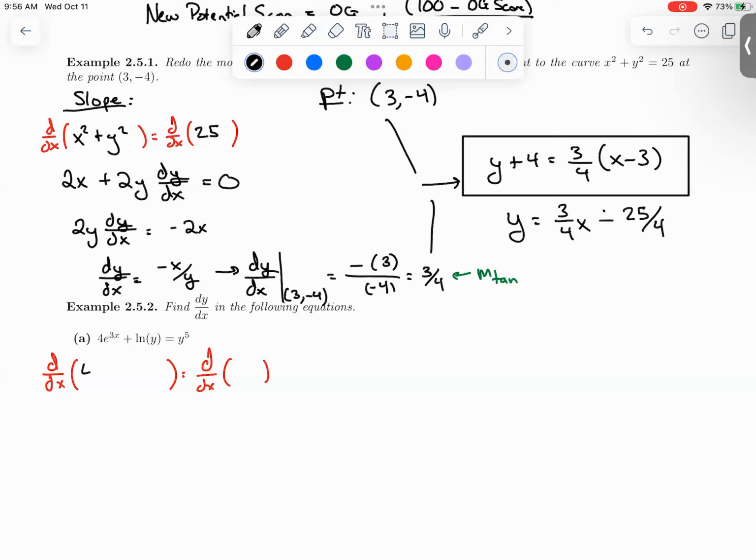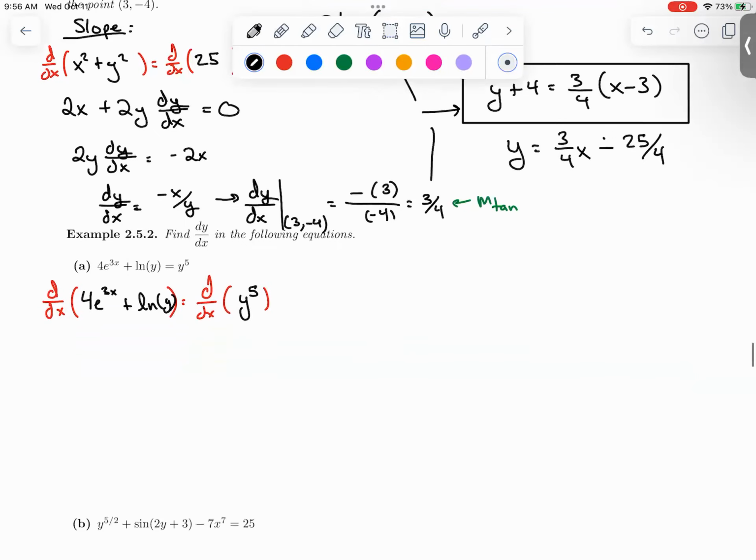So 4e to the 3x plus natural log of y, and the derivative of y to the 5th. The first term is purely in terms of x, so it's going to be taking the derivative like normal. e to the 3x, that's a chain rule. It's a quick chain rule, but it is a chain rule because the outer function is e and the inner function is 3x. So what we end up with is 4e to the 3x times 3.